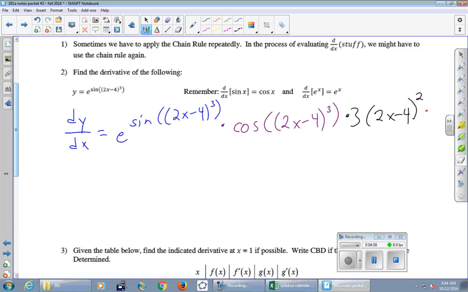And we'll highlight one last thing here. The new stuff is just the 2x minus 4. What's the derivative of that stuff? 2. And that's the answer.